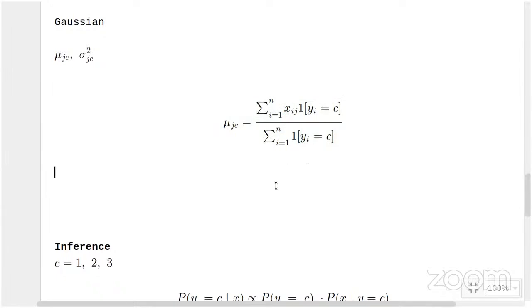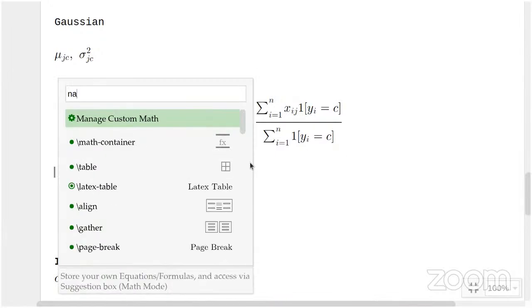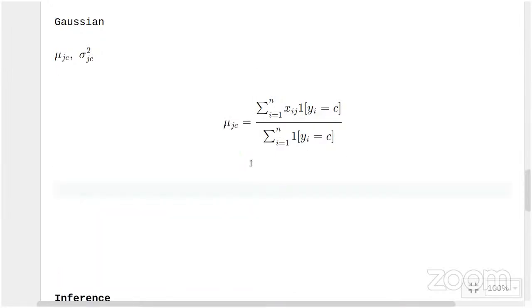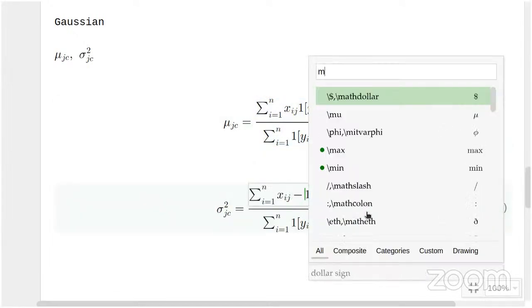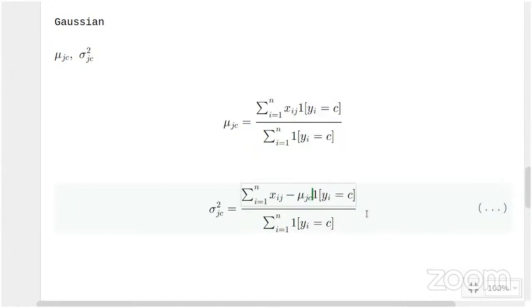Is that fine? So there it has to be centralized, like xij minus xi bar square, for the sigma square, right? Yeah. So for the sigma jc square, we have to centralize it, as you said, with mu jc, right? And you have a square. Is this right?